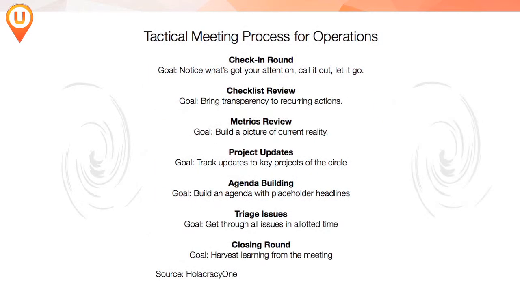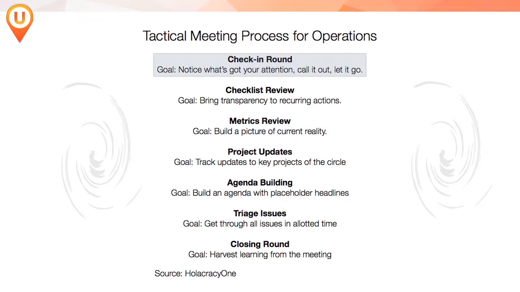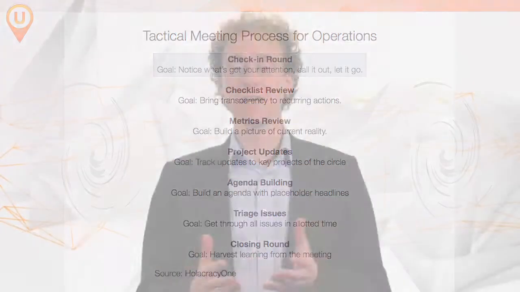So what you see on the image here are a number of different steps that we take in the operational meeting. First is the check-in round. And I mentioned it in the governance meetings, a good way of bringing everybody into the room, making sure that we let go of stuff that's on our mind just by making it explicit, and can then bring ourselves really present to the questions that are at hand.